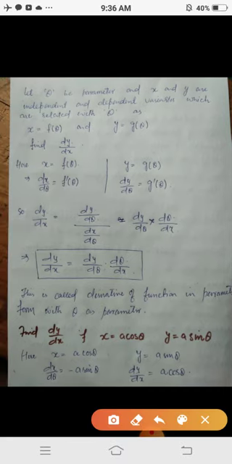Let's assume that theta is the parameter, x is the independent variable, y is the dependent variable, such that in parametric form, theta is related with x explicitly, while theta is also related with y explicitly. Like if we consider x equals f of theta, this form is explicit, while theta relates to y through g, and this is also the explicit form. This is called the parametric form of a function.